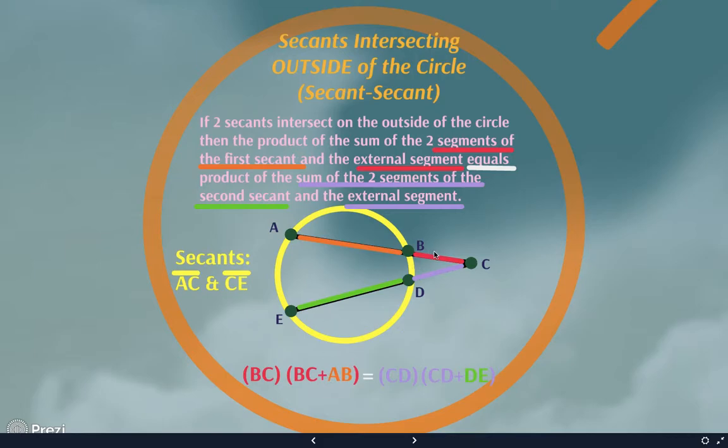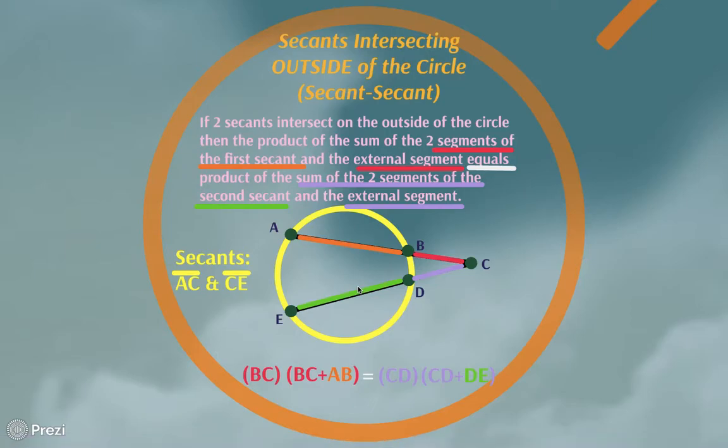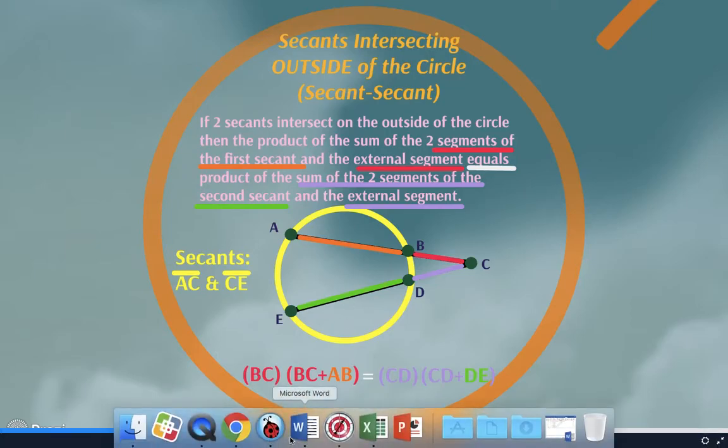So you basically do the outer segment times the outer segment plus the inner segment equals the same thing on the other one. So the outer segment, CD, times the outer segment plus the inner segment. So outer times outer plus inner equals outer times outer plus inner, if that helps. Okay, so basically you start with the outside segment and multiply the two pieces of the secant together. So that's the idea that we're going to be using when we solve.